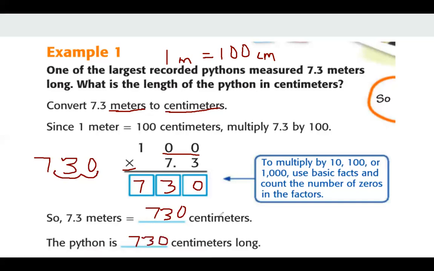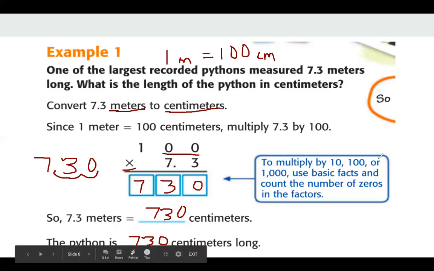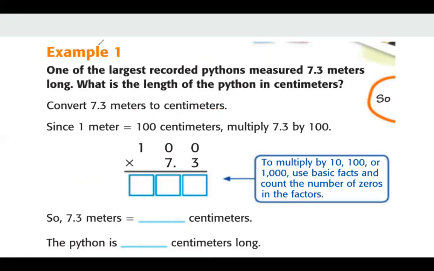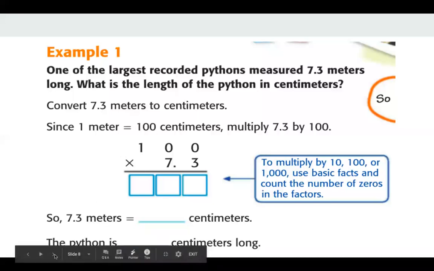And then it says right here, to multiply by 10, 100, or 1,000, use basic facts and count the number of zeros in the factors, which is exactly what we just did. Okay, let's move on and look at our next problems.